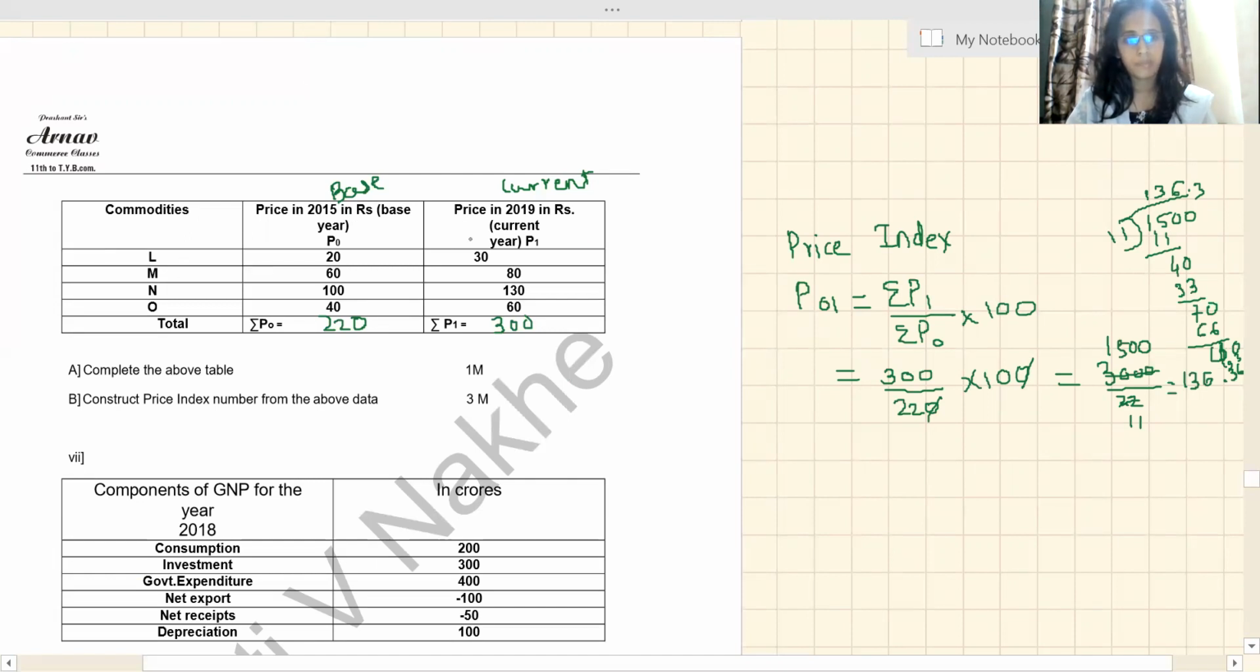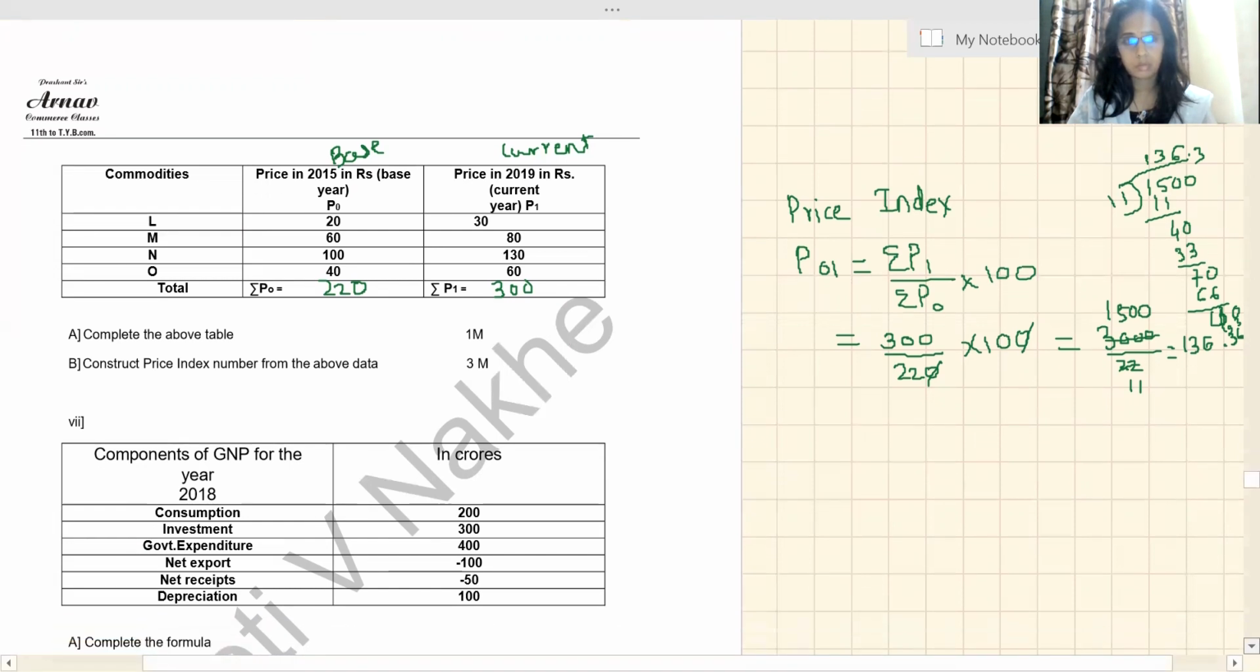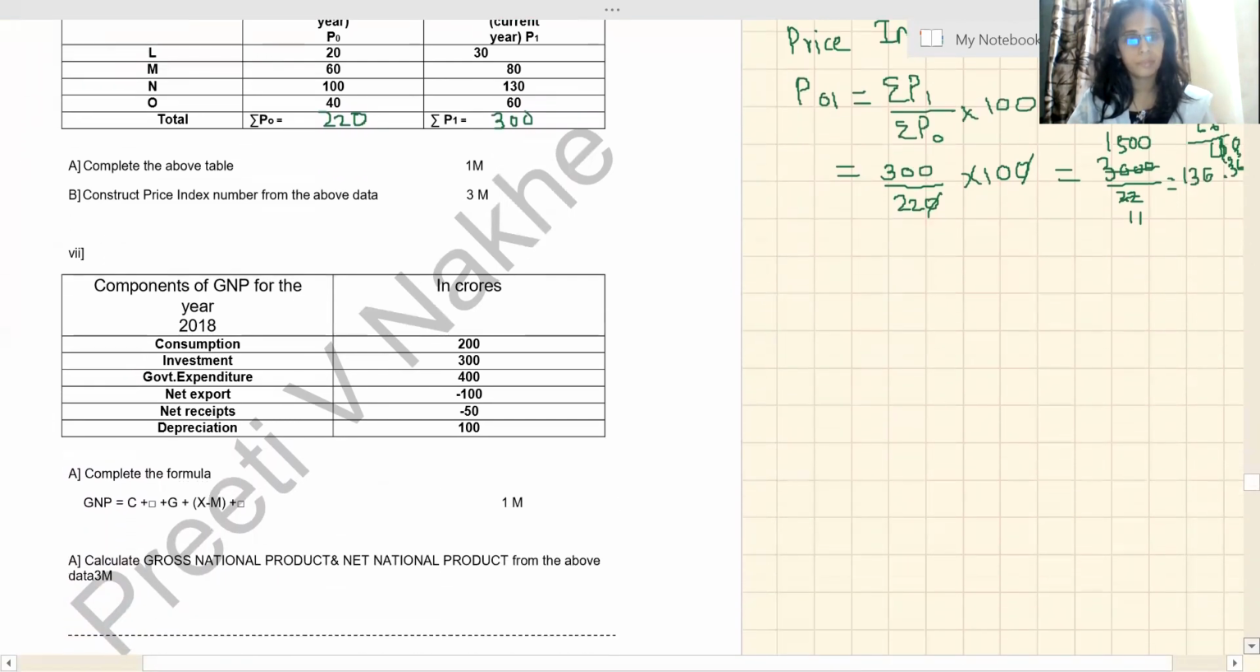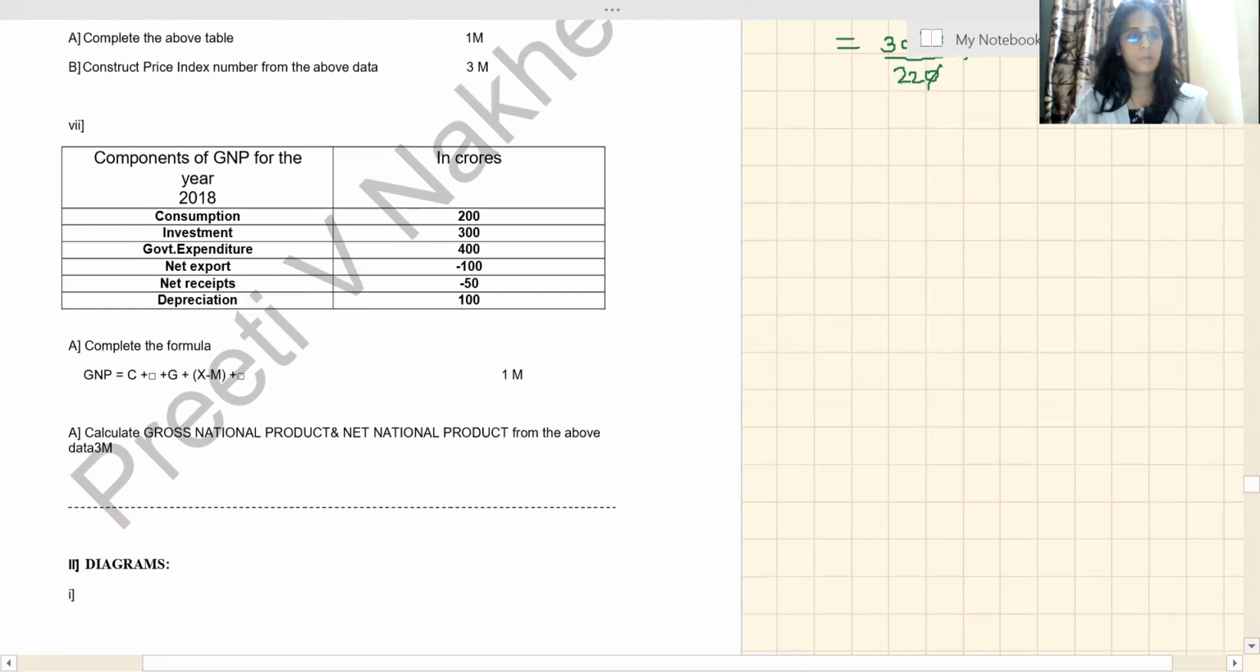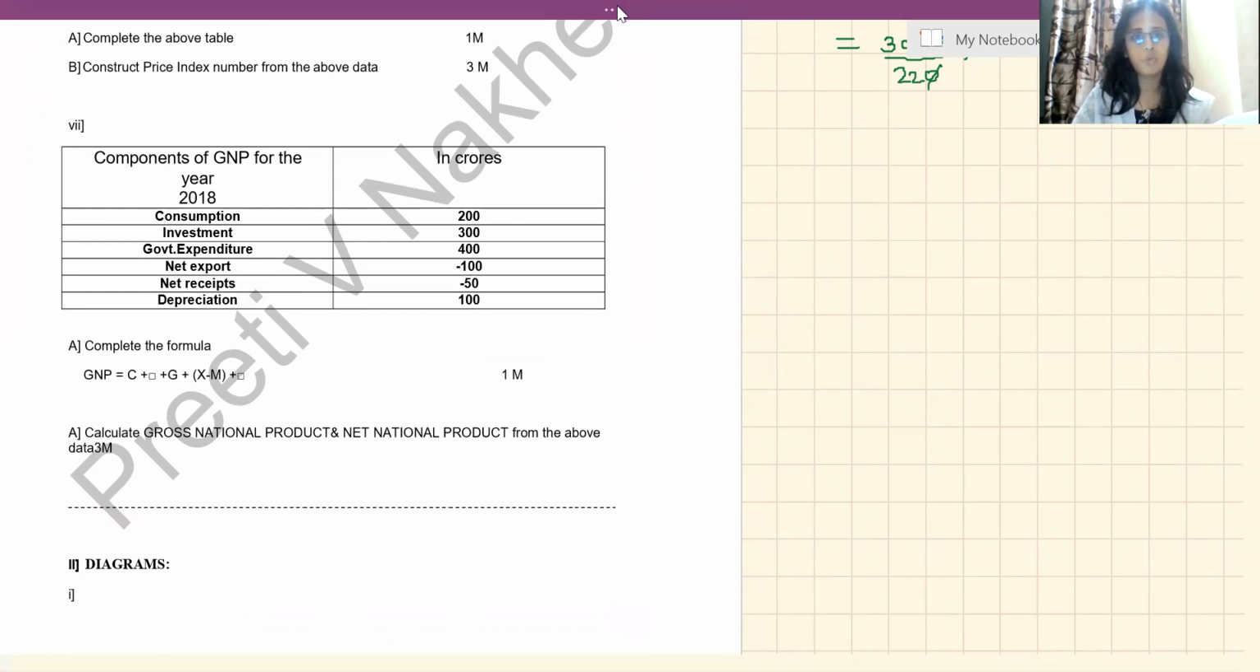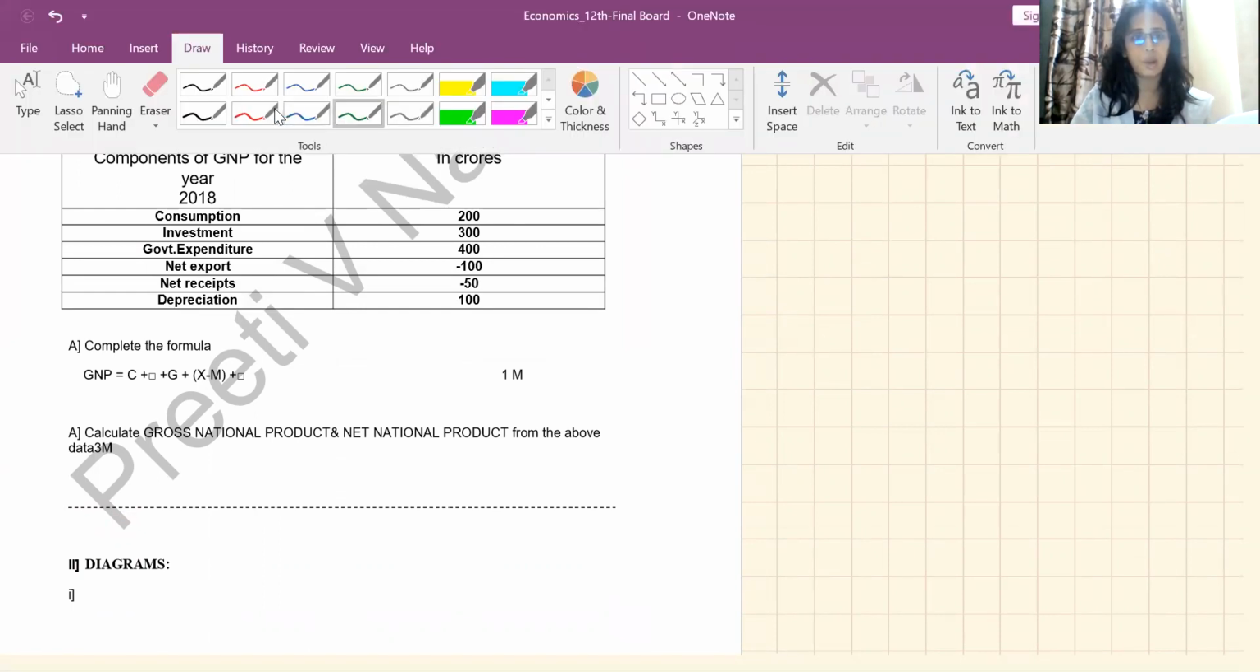Okay. So construct price index number from the above table. Means we have finished this, whatever calculation we have shown. So this is for 3 marks. Okay. Then next, the last one from the tabular part. Components of, this is very simple. If you know the formula, you can easily write it.